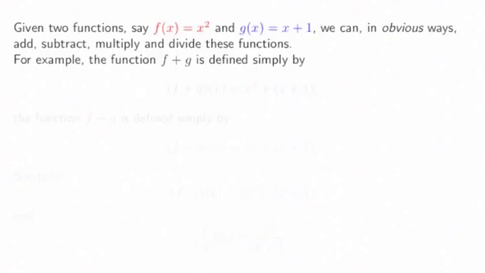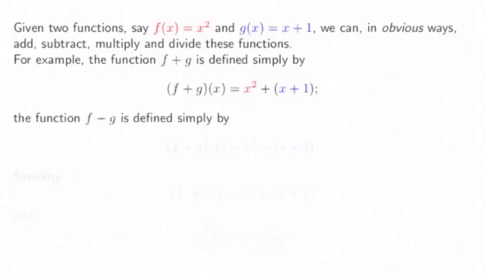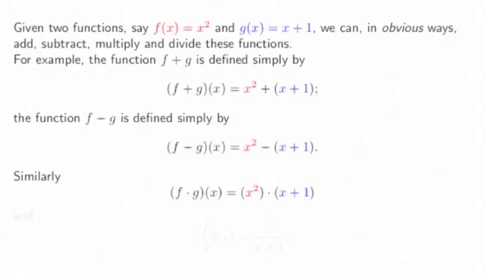For example, the sum of the functions f and g is defined simply by (f plus g) of x is x squared plus x plus 1. We simply add the two values of the functions. The function f minus g is (f minus g) of x is x squared minus the quantity x plus 1. (f times g) of x is x squared times x plus 1. (f divided by g) of x is x squared divided by x plus 1.